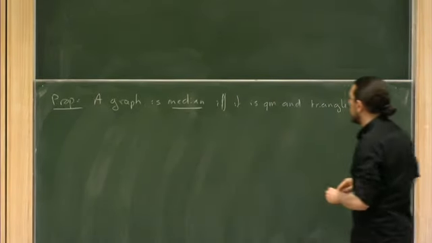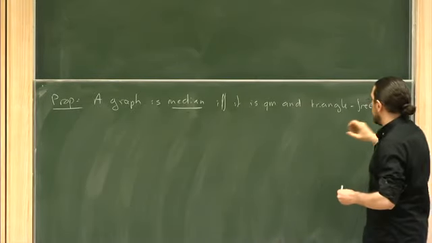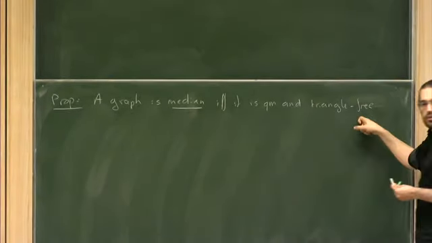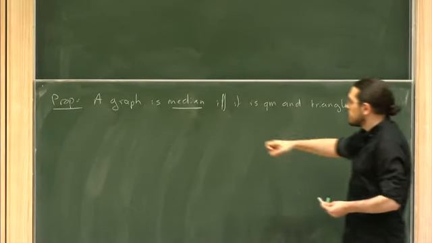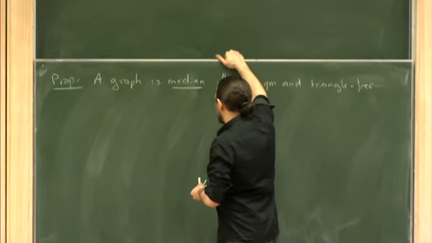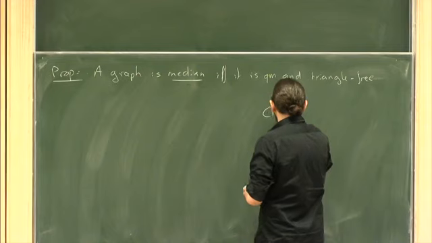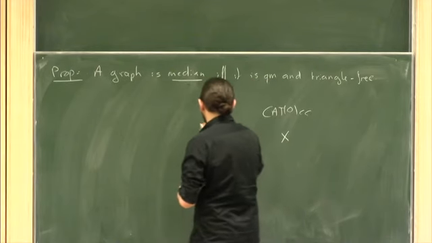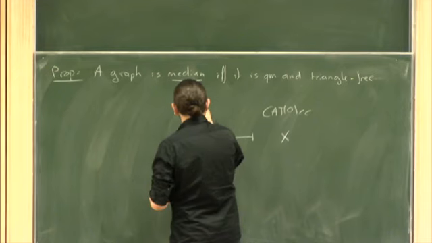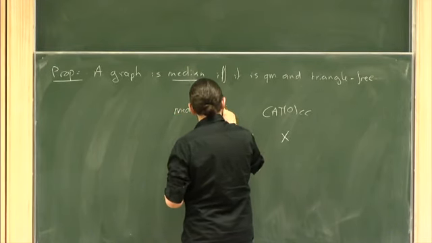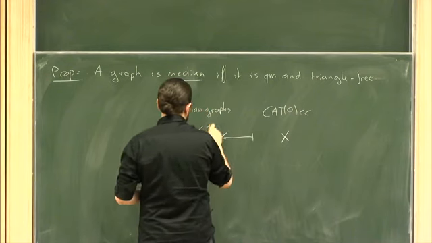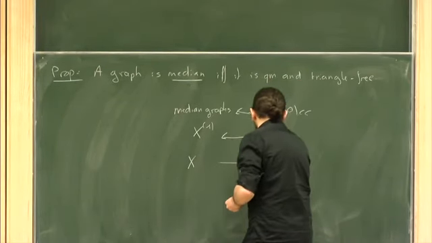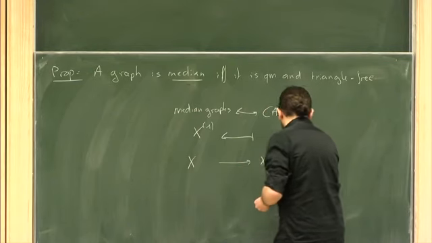Okay, and the point is that a quasi-median graph is essentially a median graph in which you allow triangles. And on the other hand, a median graph is essentially a cat-zero cube complex in the following meaning. So if you take a cat-zero cube complex X, then you can produce a median graph just by looking at the one skeleton.